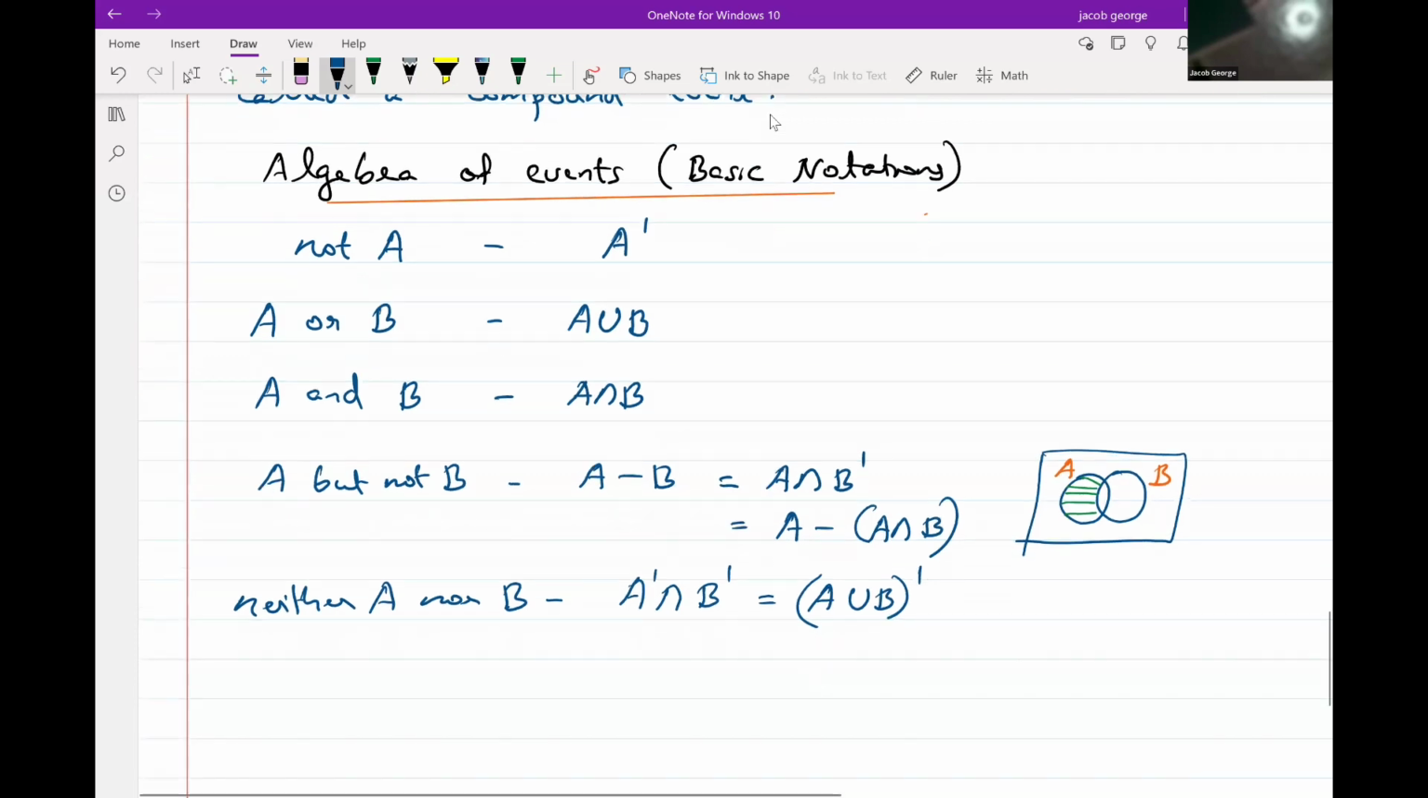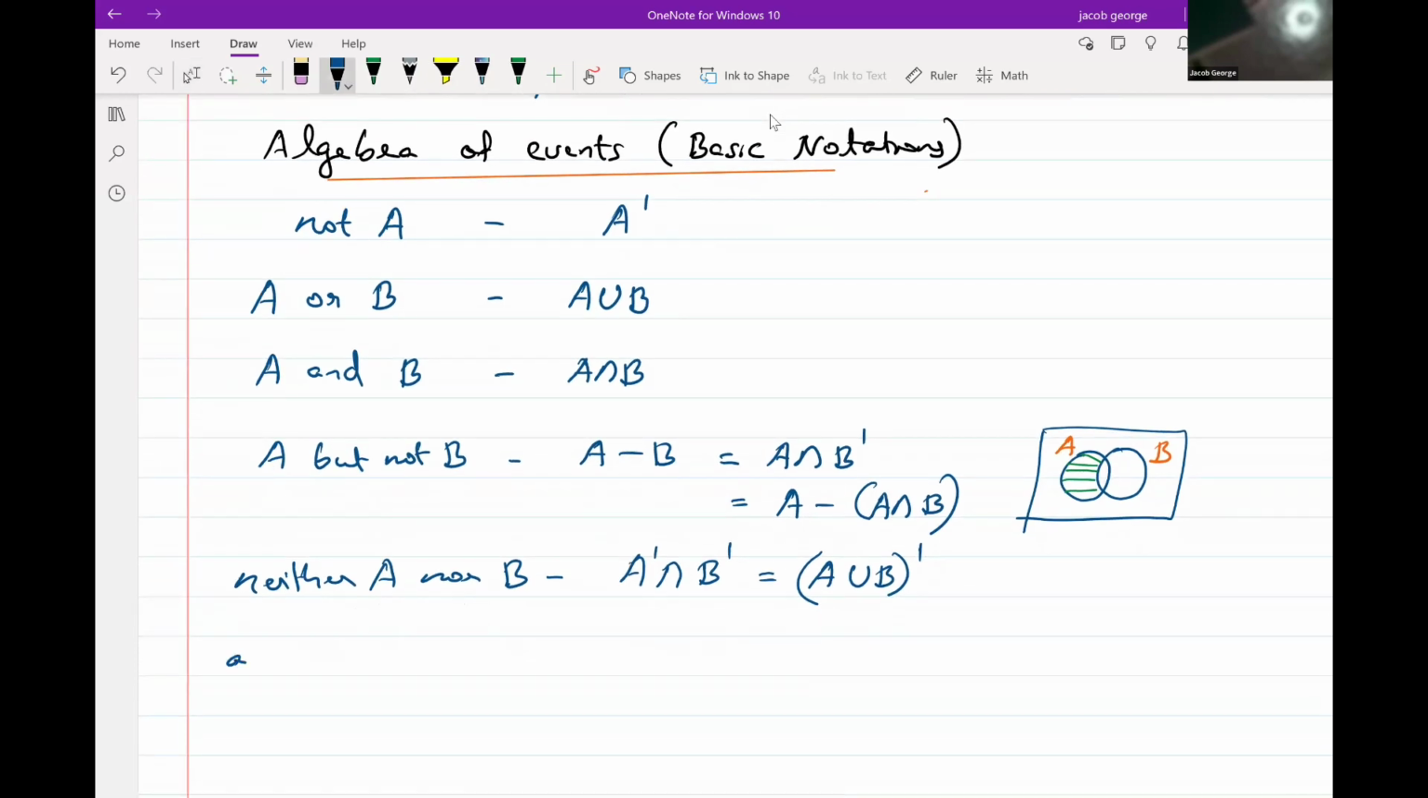Next, at least one of A, B or C. This also is studied in Venn diagram questions from set. At least one of A, B or C means it is A union B union C. At least one of A, B or C is the same as A union B union C. Please write.